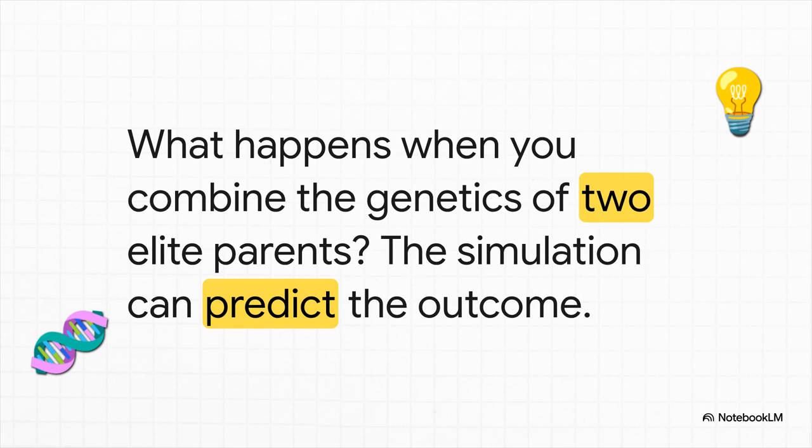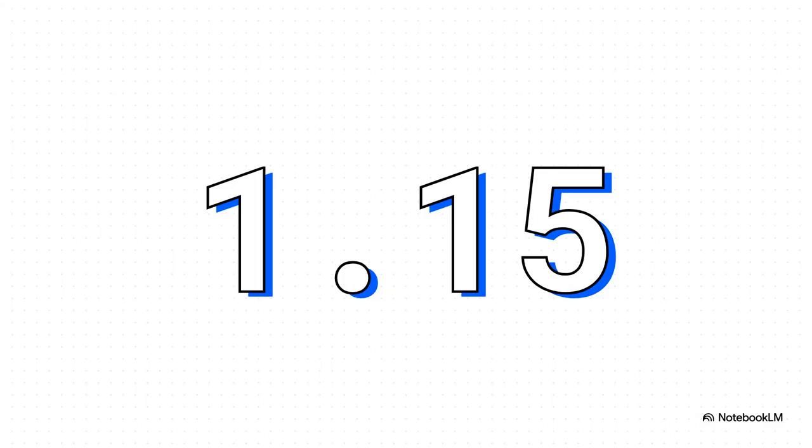So what happens when you combine the genetics of these two elite parents? What does the simulation predict for their virtual baby? And the result is a predicted yield index of 1.15. Now, this number represents the lettuce's raw yield potential combined with its ability to handle that specific hot environment. And to put that into perspective, that score is higher than either of its superstar parents could get on their own in those same conditions.